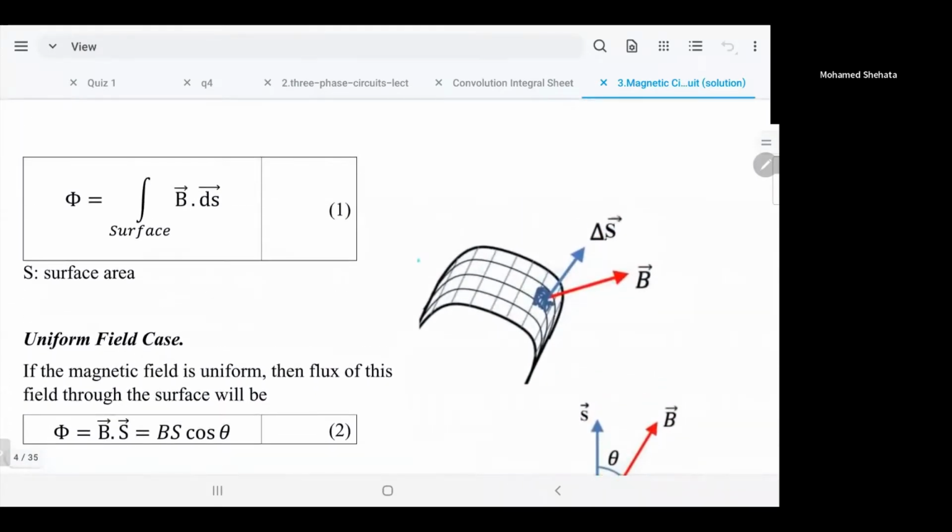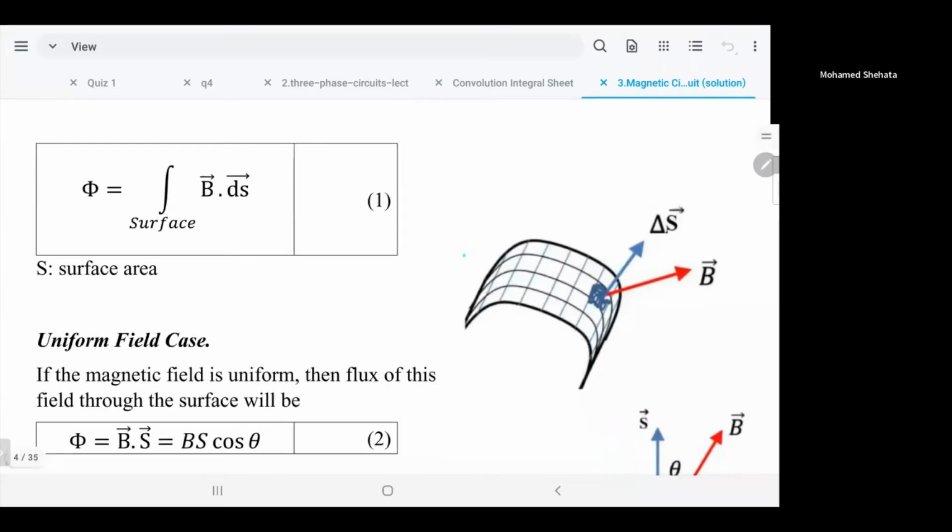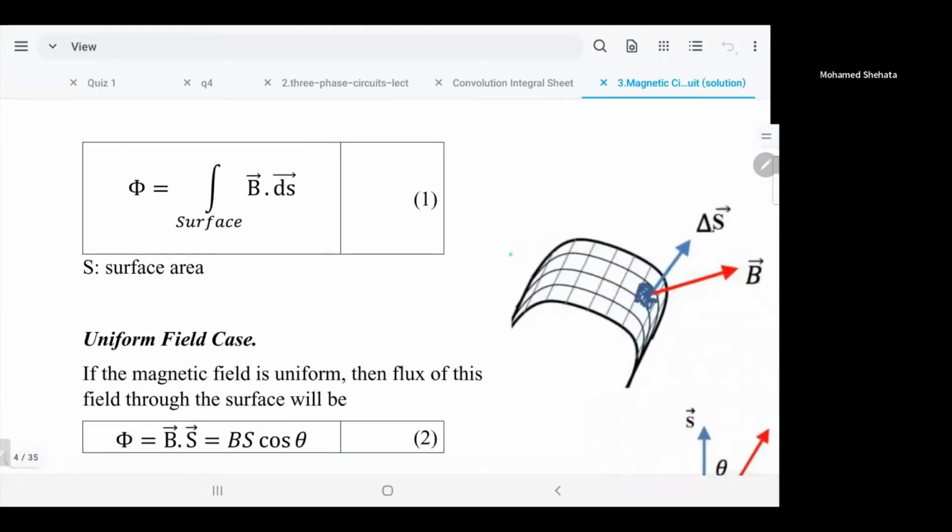That's the relationship between the flux and the density. As you said, the density is the flux per area. If you want to find the total flux, you multiply it by the area. S is the area. Of course, you do integration if you have a non-uniform surface, like a sphere or anything like that. We don't do that. You did that in physics. We're taking the simple case.